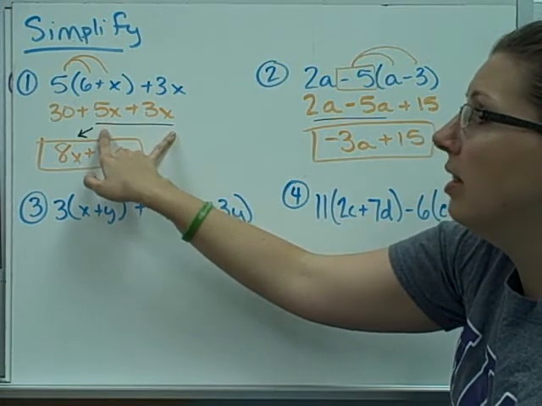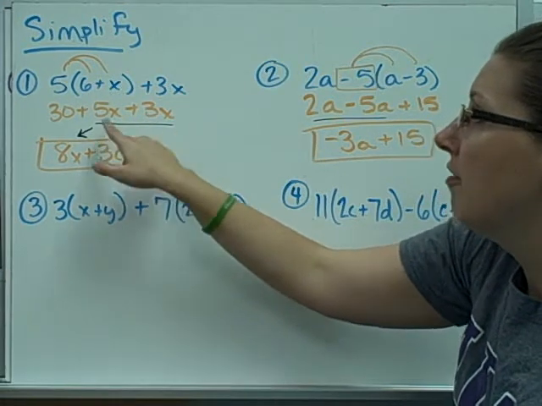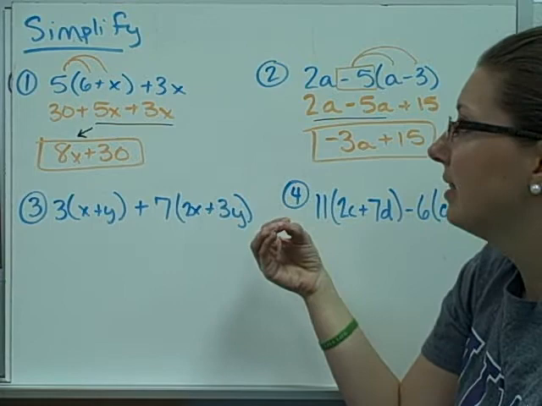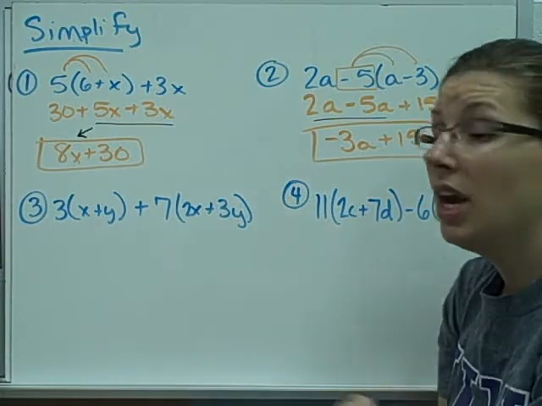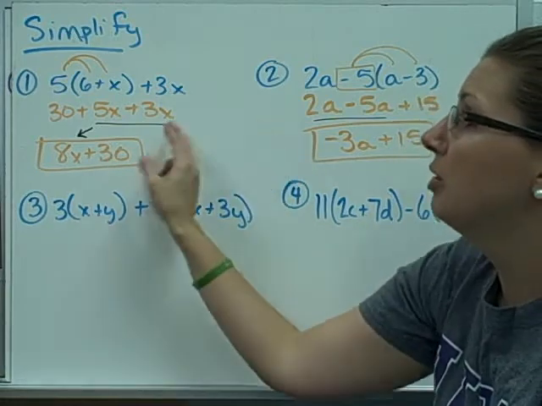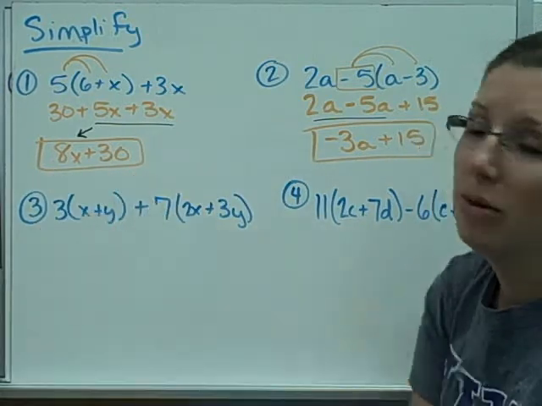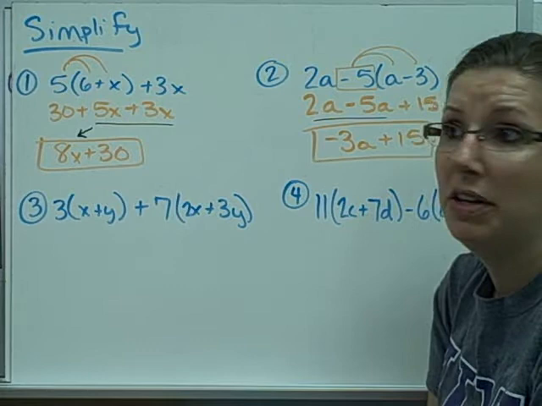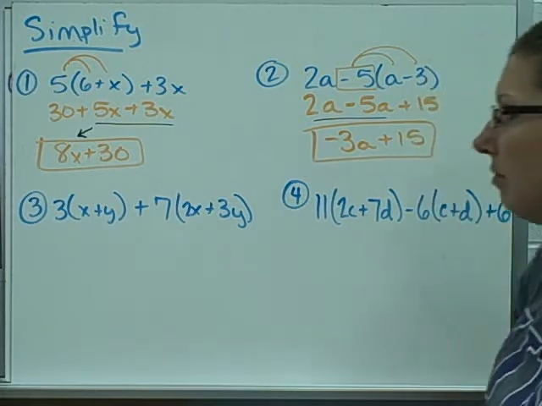Now I'm going to combine the like terms in this problem. 5x plus 3x is 8x. But remember from the previous video, I want my variables to come before my constants. So I just put 8x before my positive 30. My final answer is 8x plus 30.